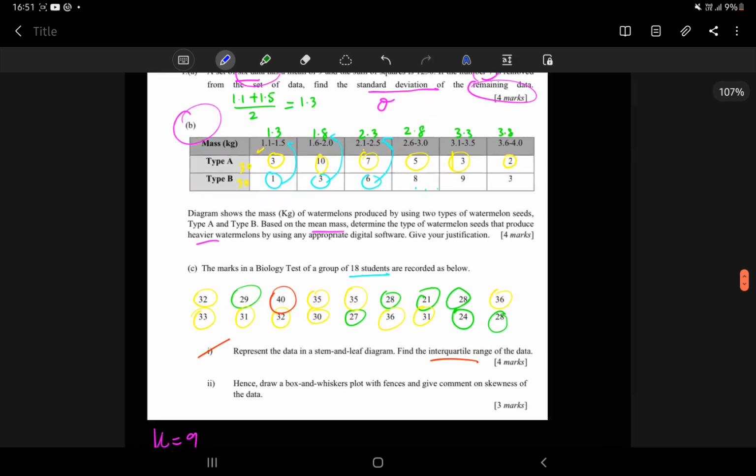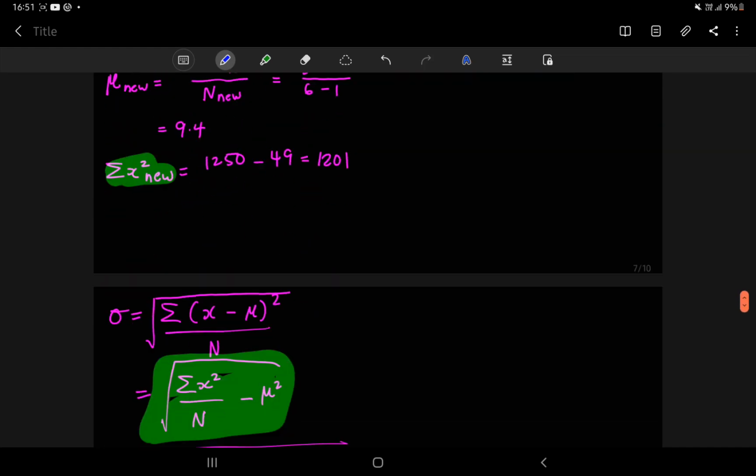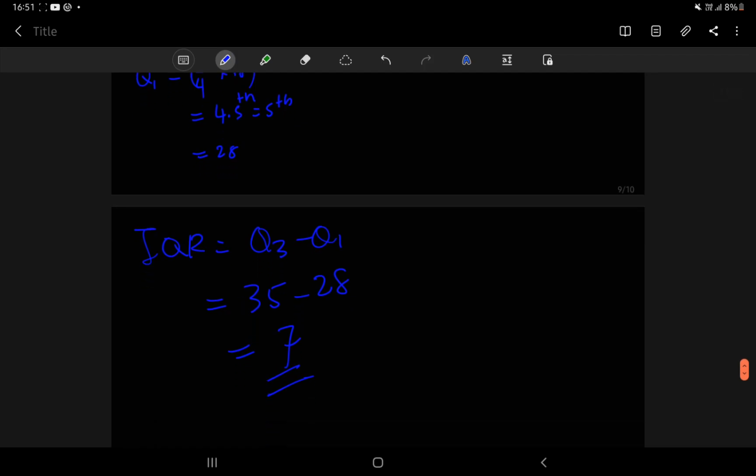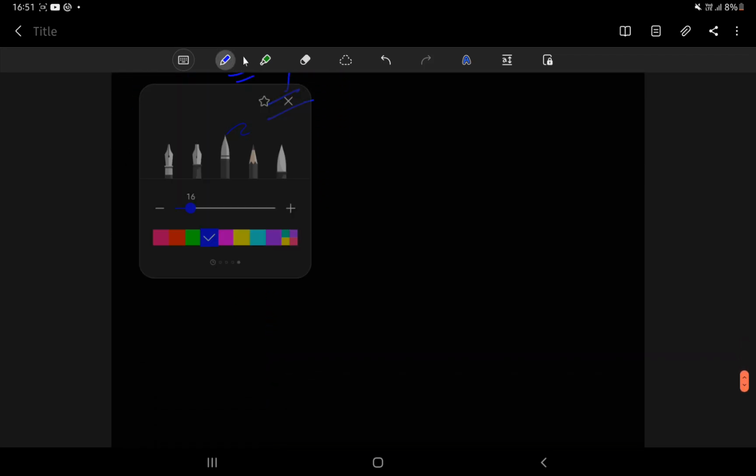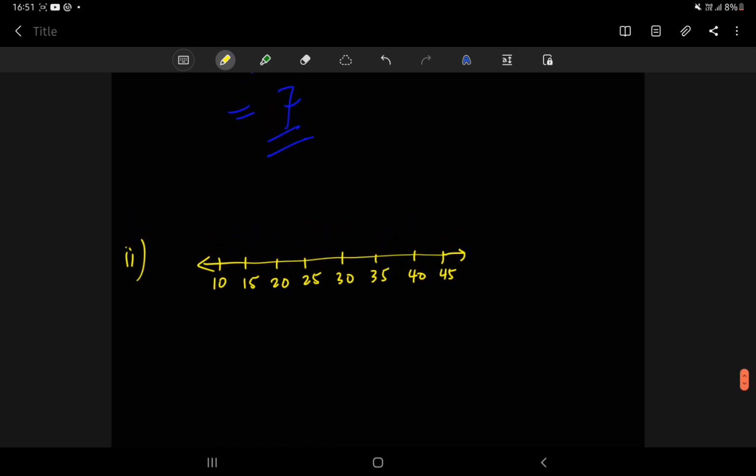Okay, next and the last one is draw a box and whisker plot. The whisker plot is like a graph, so you just provide the graph like this. For my units, I will start from 10, then 15, 20, 25, 30, 35 and 40, which is our maximum data. I will just sketch until 45. And then just determine our Q1.